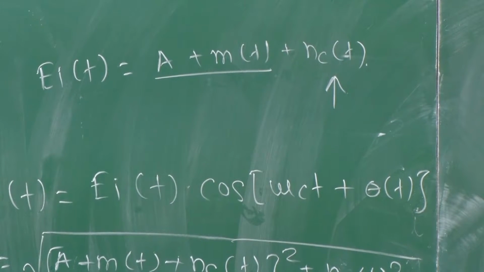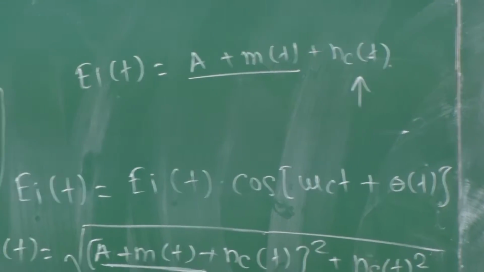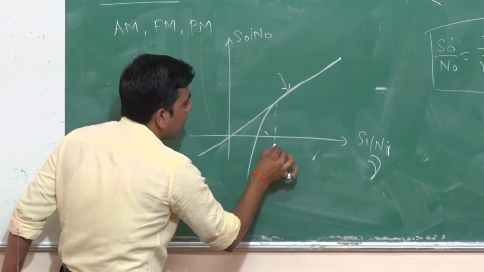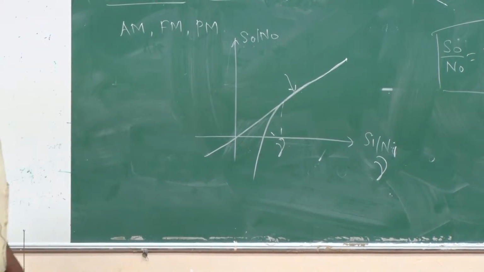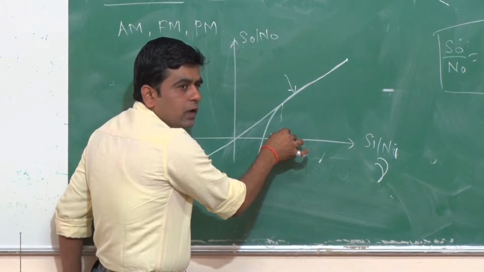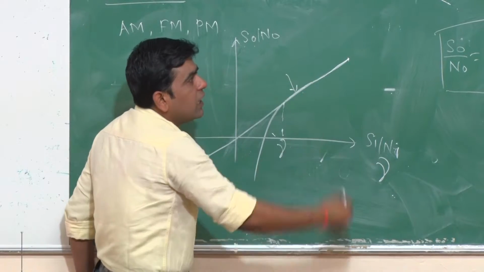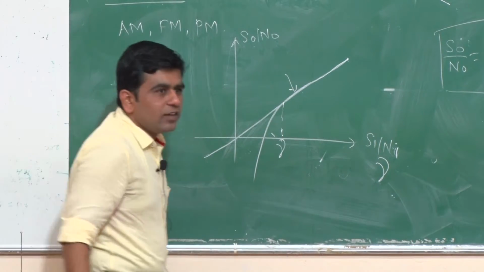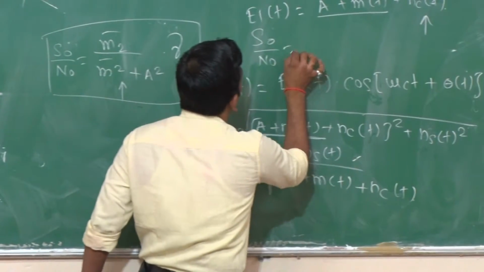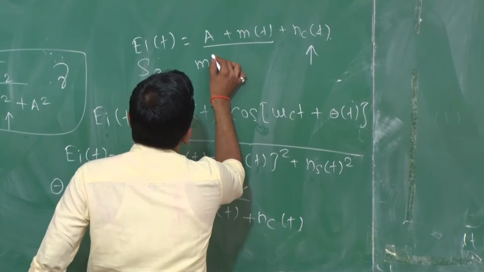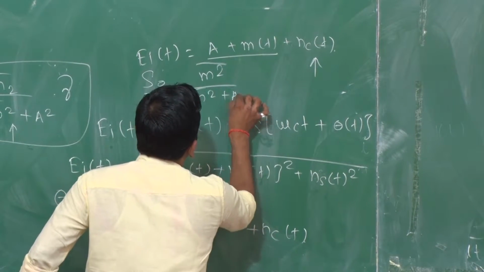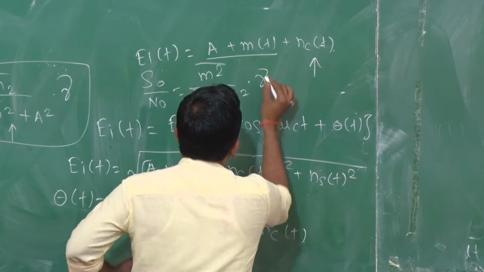So here for small noise case we will get this structure. This is true for this gamma. Up to this one we are having one-to-one relationship. Here for this small noise case we will get signal to noise ratio, output signal to noise ratio, that is equal to m square bar divided by m square bar plus a square into gamma.